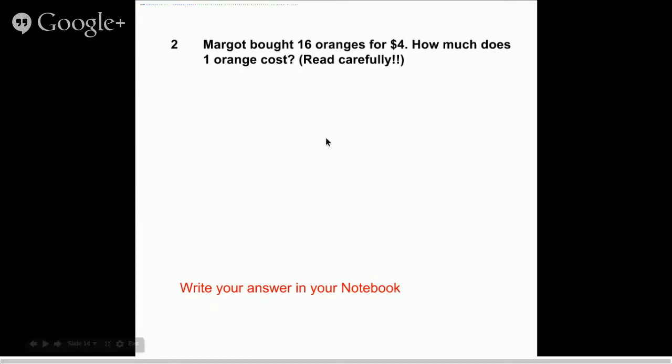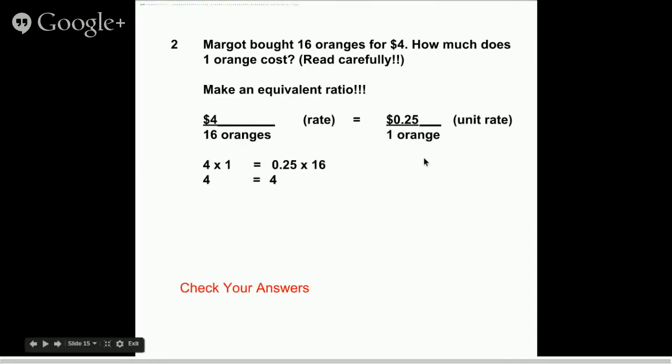Okay. How much did Margot spend per orange? Go ahead and pause it. Okay. Each orange costs 25 cents. So that's how much that is. So this is how I found it. All right.